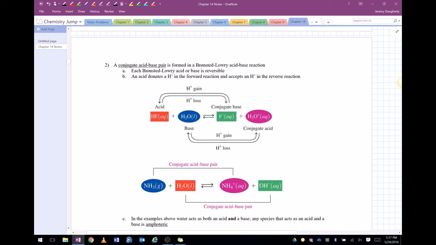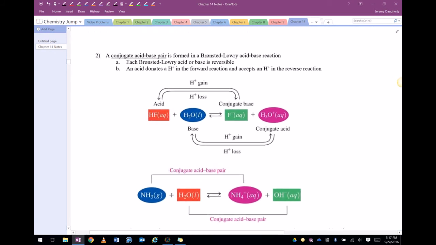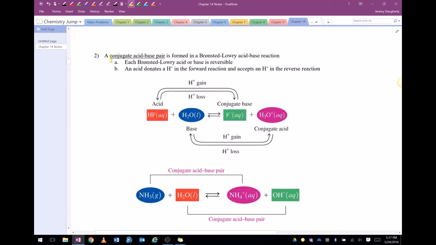Now, let's talk about something that students always seem to have a problem with, and that is a conjugate acid-base pair. And I want to explain this to you so that you understand what it is. Why would I explain it to you so you don't understand what it is? That's sort of a silly statement. I apologize for that.